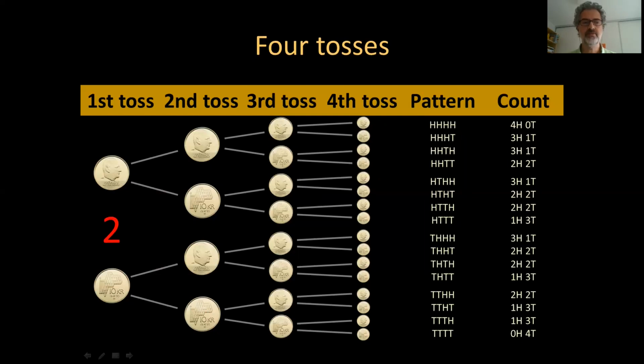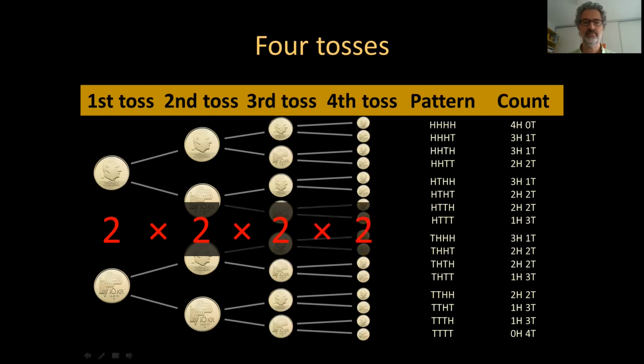Well, there's 2 options when you first toss the coin once, and then there's 2 options when you toss the second time. So the total after 2 tosses is 4 different things that can happen. But we've already seen that. Then you toss again with 2 options. So you double the number of possible outcomes. And then you toss again with 2 options. And again, you double the number of possible outcomes. So there's 16 different patterns that you can get.